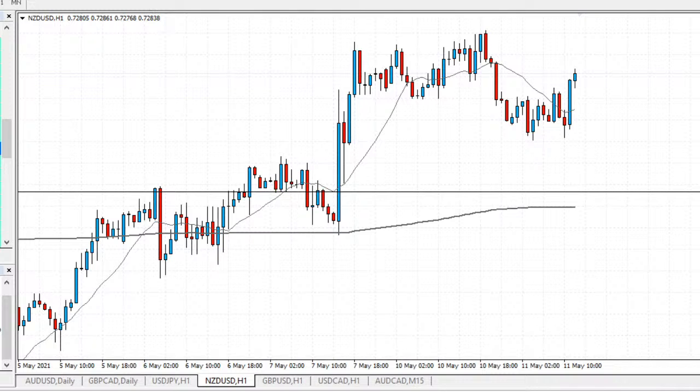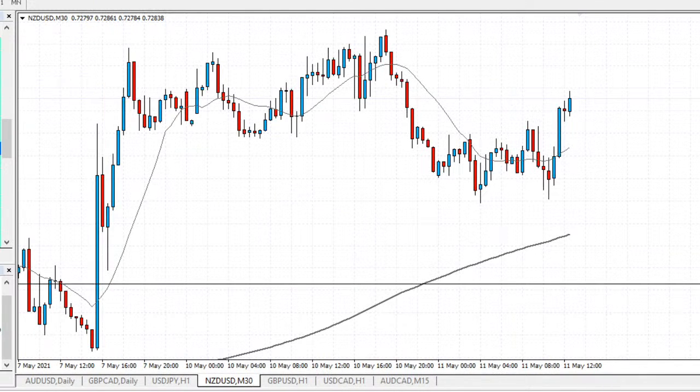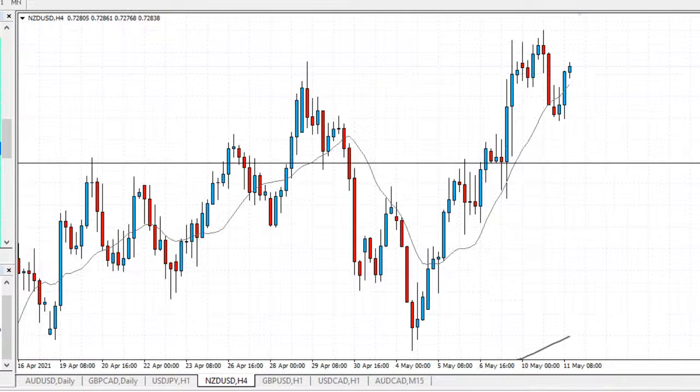Looking at the hourly, looking at the 30-minute. Price is still looking quite bullish there, so if it wants to, it probably could push on back to highs again for NZD-USD and see a lot more NZD pairs having that strength there in the market.